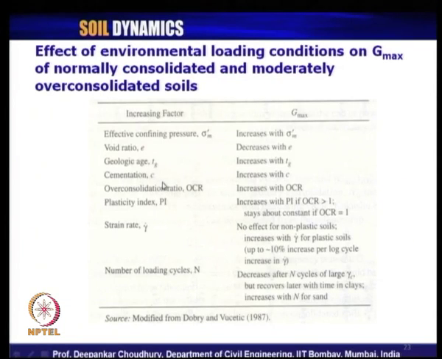Now, this is one important aspect. Let us see what the effects of environmental loading conditions are on this value of G max for both normally consolidated and moderately over consolidated soil. So, look at this table, what it says: if the effective confining pressure, that is sigma m dash, is increasing, what will happen to G max? That also increases, which is quite understood.